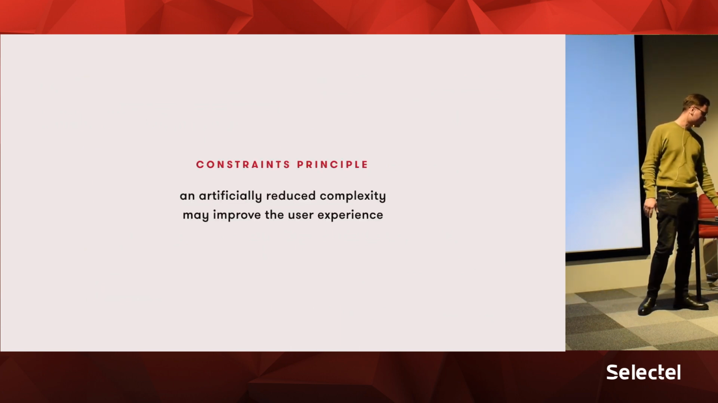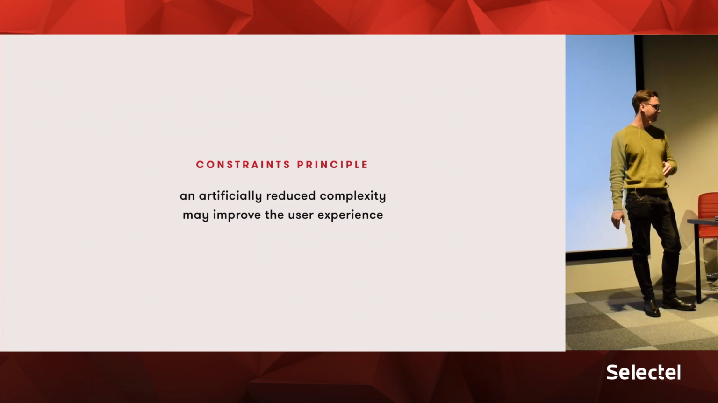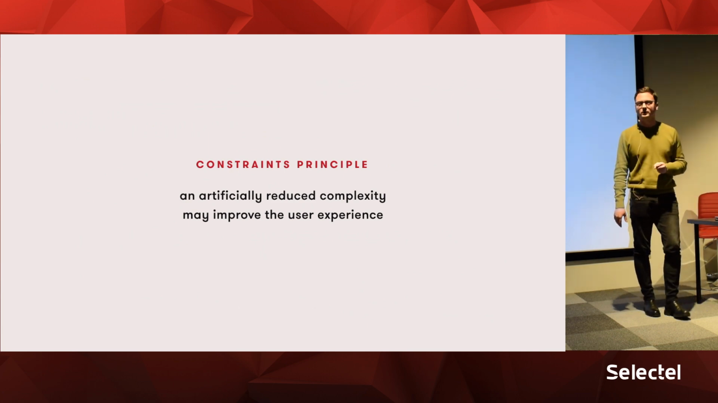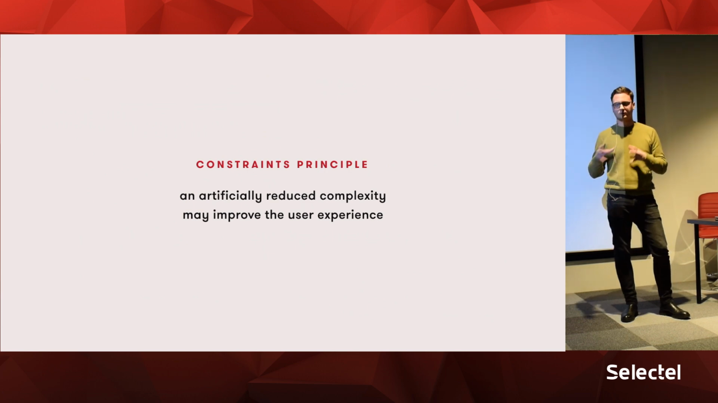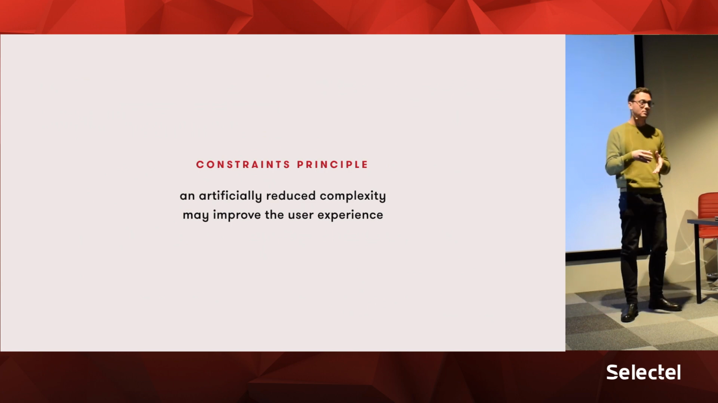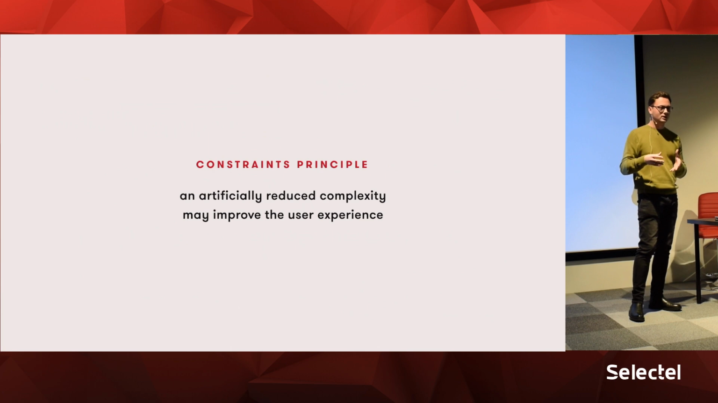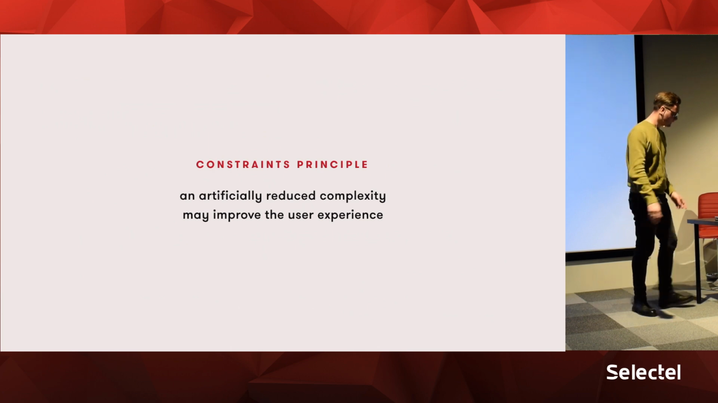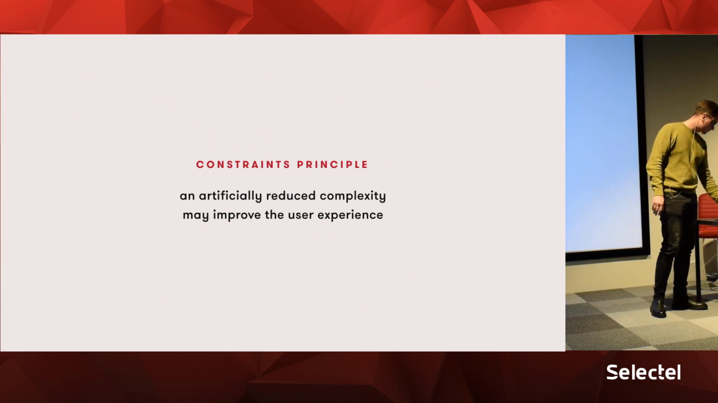Now let's move on to the next principle. The next principle is called the principle of constraints. And basically what it means is that you can artificially reduce the complexity of your tool, and in some cases it can make the tool easier to use. So I have prepared one example for you today.